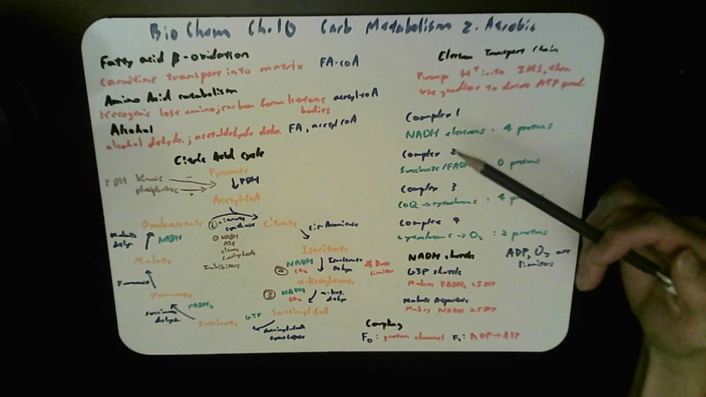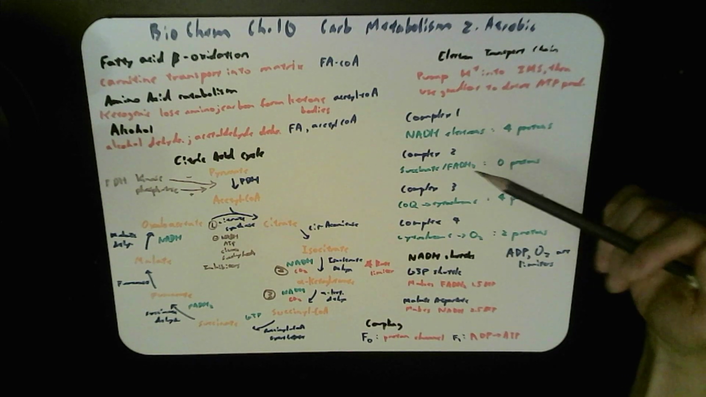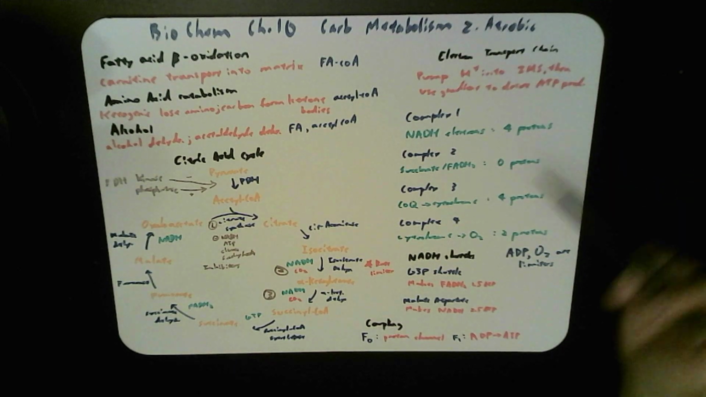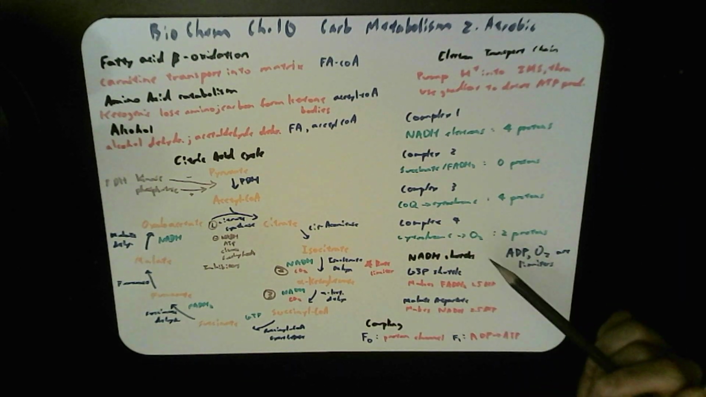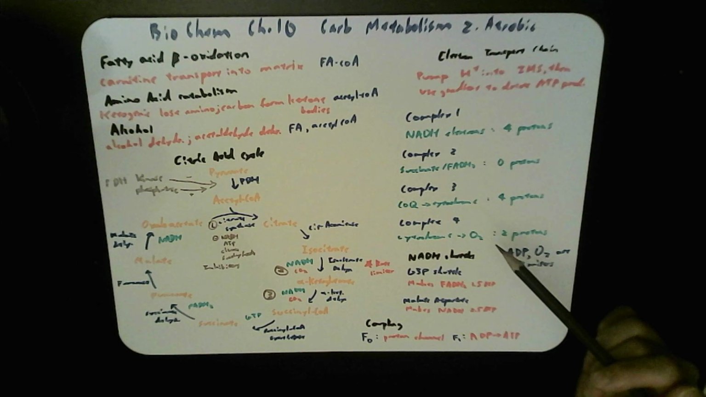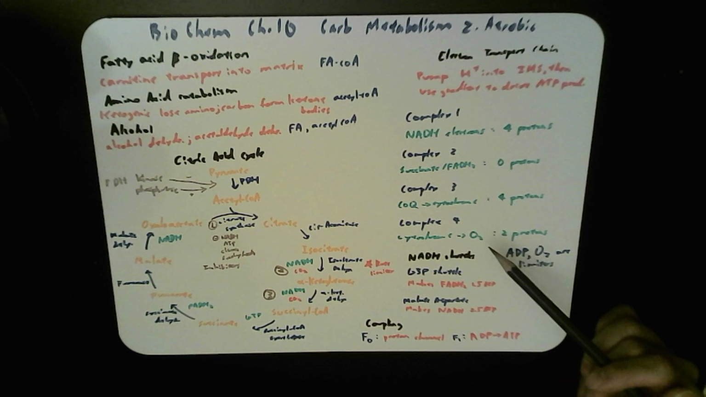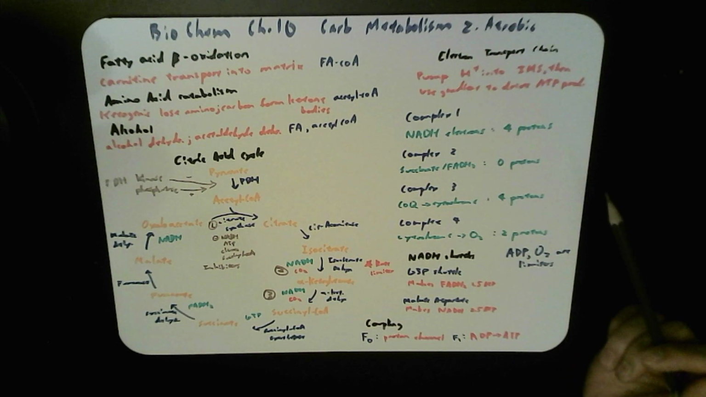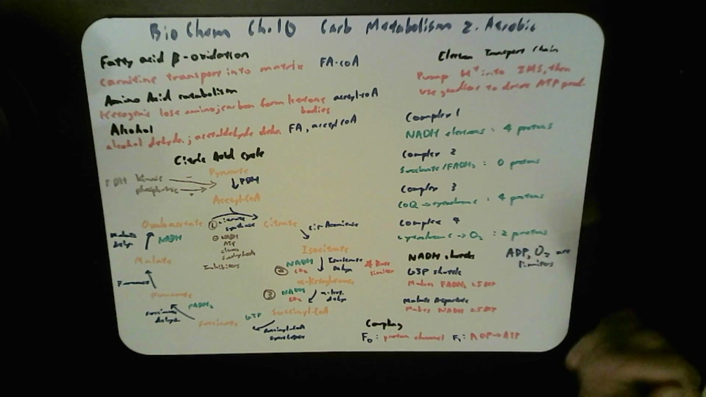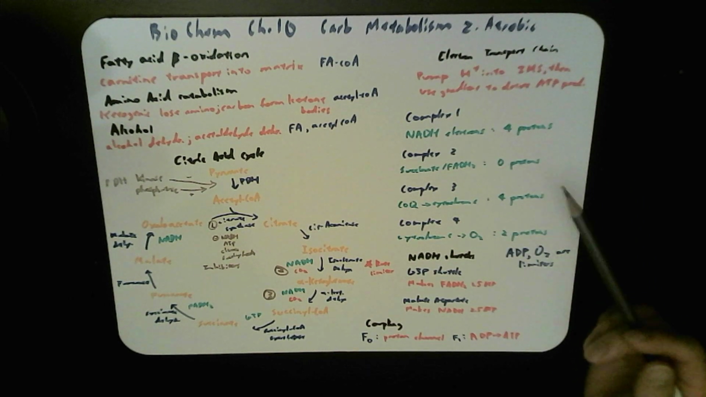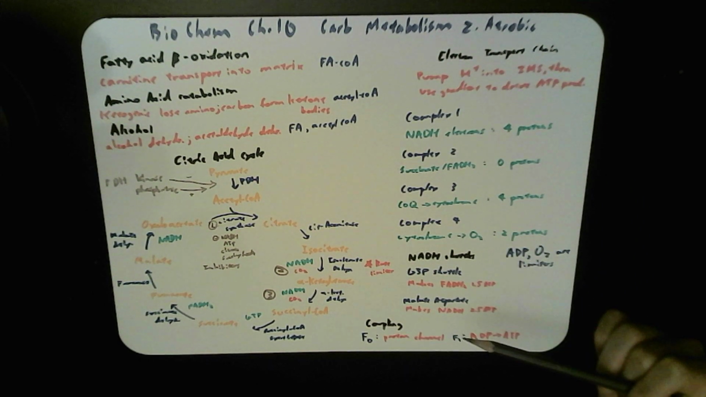and then finally to complex 3, where it passes on the potential to cytochrome C, which also pushes 4 protons into the intermembrane space. And then finally at complex 4, cytochrome C passes the final electrons to oxygen, the final electron acceptor, and it generates water at the same time. And that creates 2 more protons in the intermembrane space. That total of protons then gets pumped back to generate ATP.